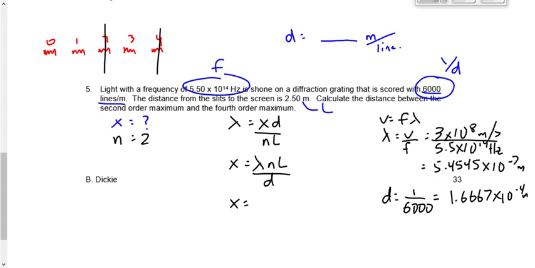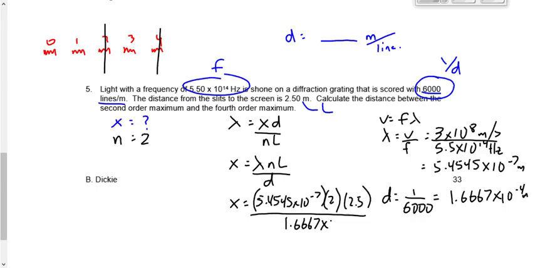We sub in our numbers here. Lambda was 5.4545 times 10 to the negative 7. N is 2. L is 2.5. And D is 1.6667 times 10 to the negative 4 meters. That gives us the value of X of 1.64 times 10 to the negative 2 meters.